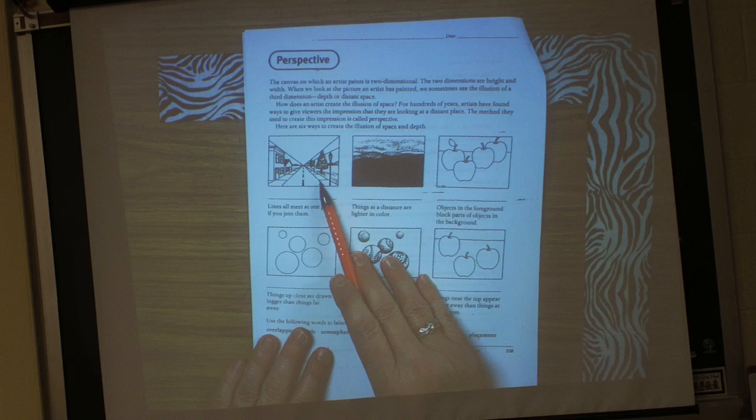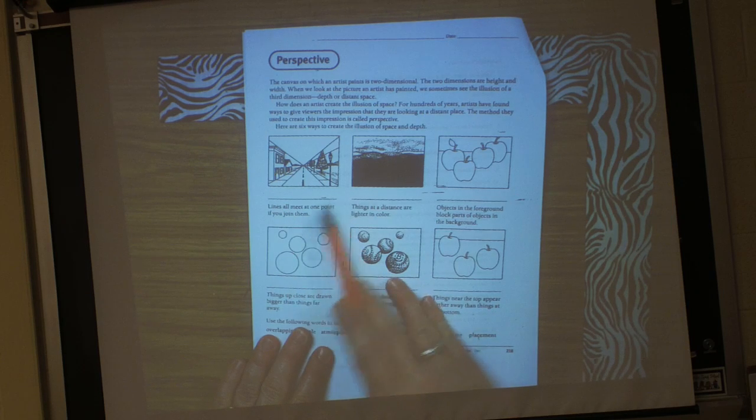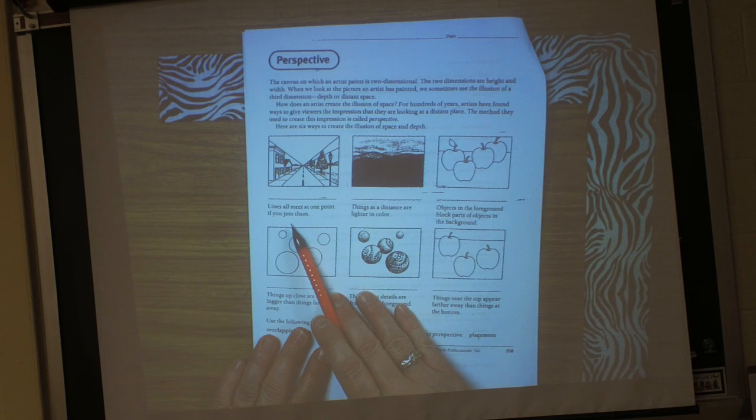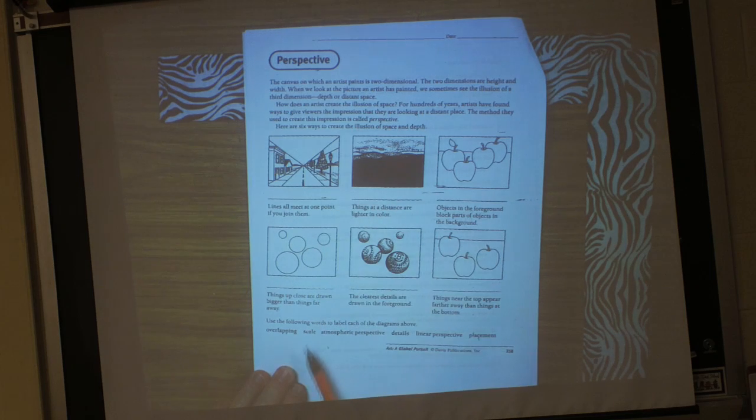Now there's a picture, there's a line, and then there's a definition. And if you look at the bottom, there's a word bank. Use the following words to label each of the diagrams above: overlapping, scale, atmospheric perspective, details, linear perspective, placement. You only use each word once. There are 6 pictures and there are 6 words.